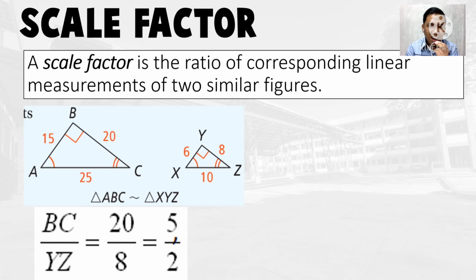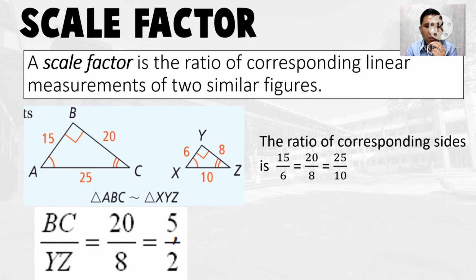Alright, the next thing that we are going to have is the scale factor. Scale factor is the ratio of corresponding linear measurement of two similar figures. So for example, I have here triangle ABC and the triangle XYZ. As we write the given proportional sides, we will be having this representation. The ratios of corresponding sides are the following. 15 is proportional to 6, 20 is proportional to 8, and 25 is proportional to 10.